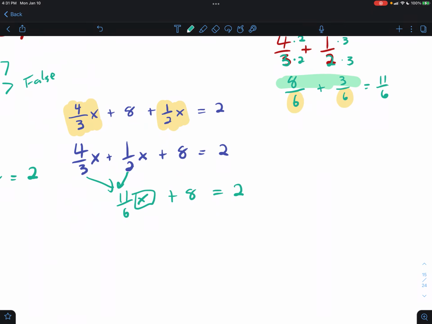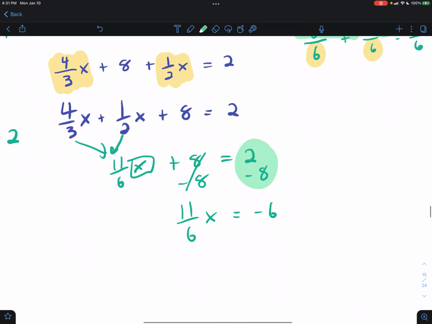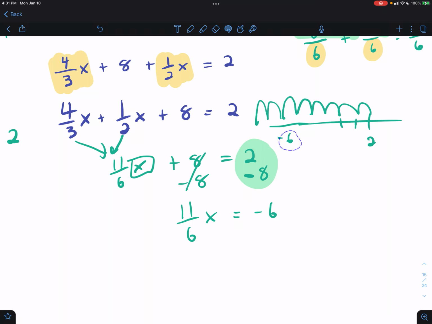Solving for x, so subtract 8. 11/6x equals -6. Be careful here. We like to make mistakes like that. 2 minus 8, that is subtraction. You're starting with 2, and you're taking away 8. Okay, I did not count 1, 2, 3, 4, 5, 6, 7, 8. That would take us to -6.